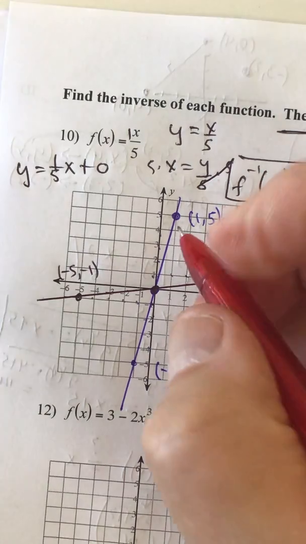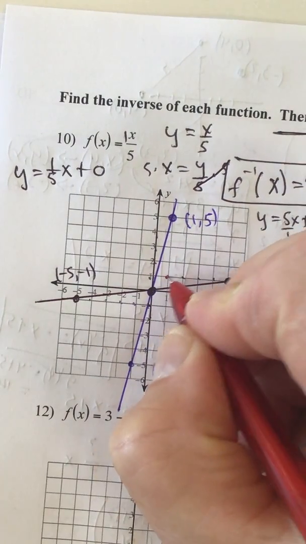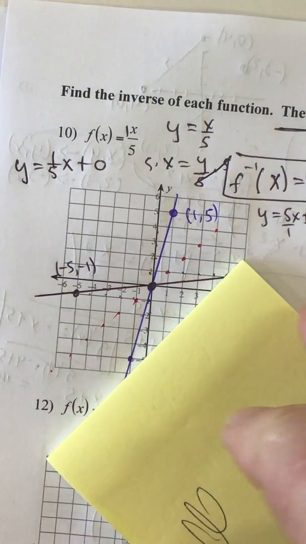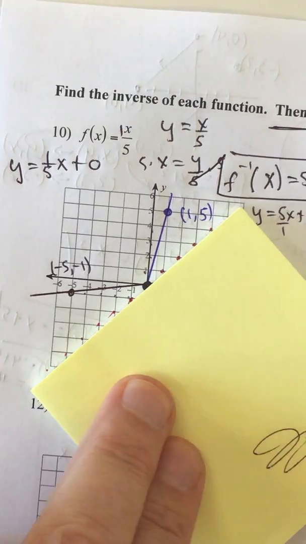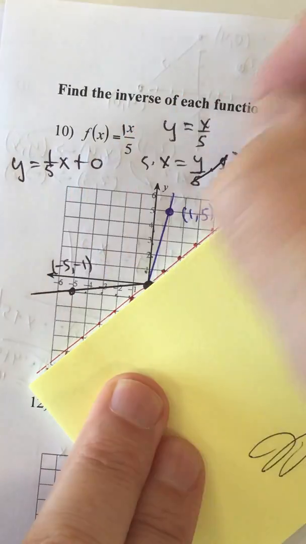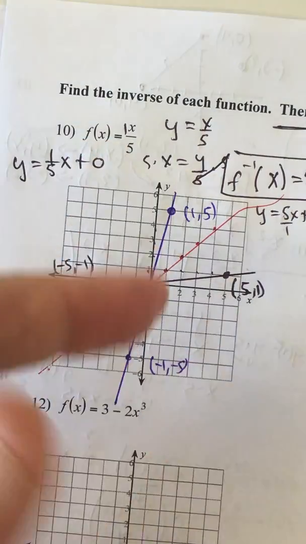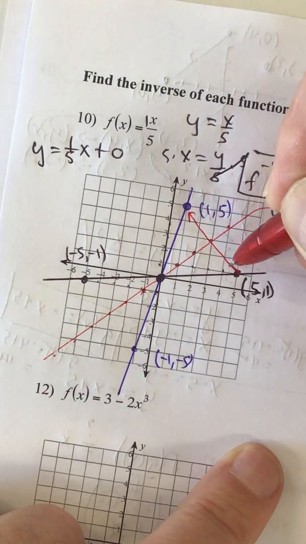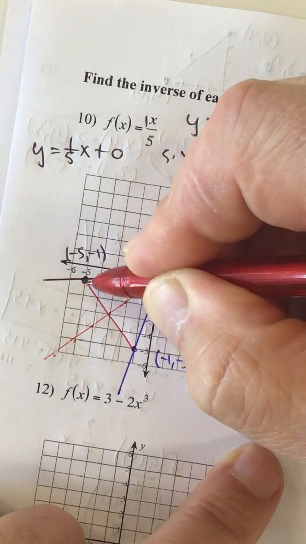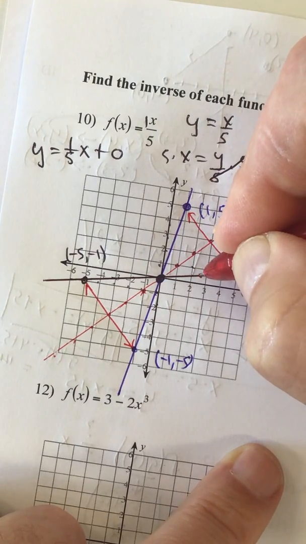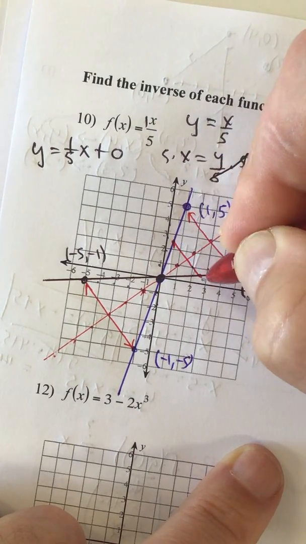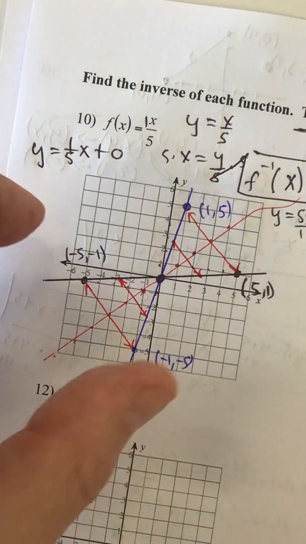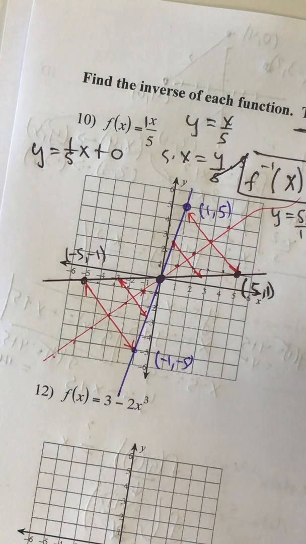I want to show you the diagonal. The diagonal is at 1, 1, 2, 2, 3, 3, 4, 4. The black line and the blue line should be reflected across this red line. See how they're folded? If you fold this dot directly across, it ends up there. If you fold this dot directly across, it ends up there. And the same for all of them. That's what inverses do. They fold across this diagonal.